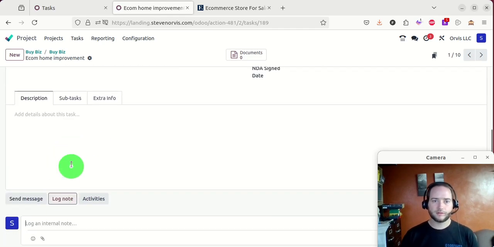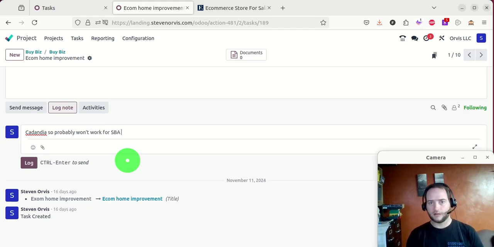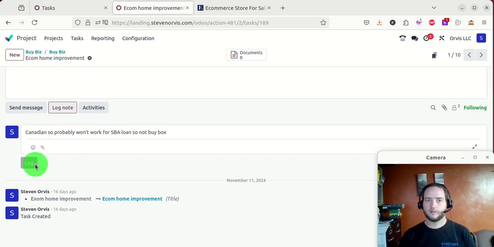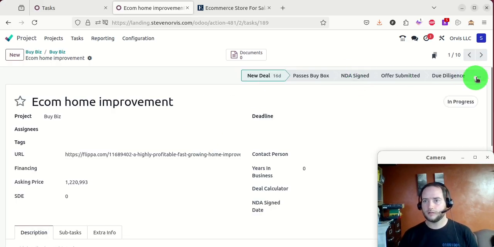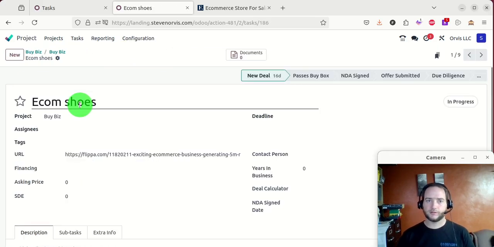I'm going to log a note. Canadian, so probably won't work for SBA loan, so not buy box. Alright, log the note and go ahead and put it in not buy box. That gives us our first one. Alright, ecom shoes, let's look at that one.